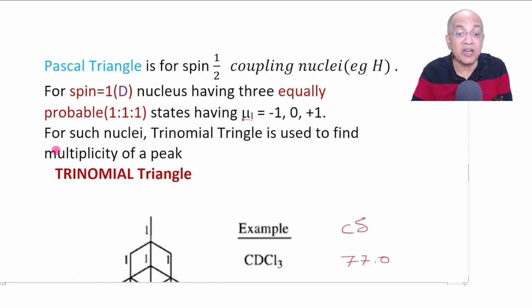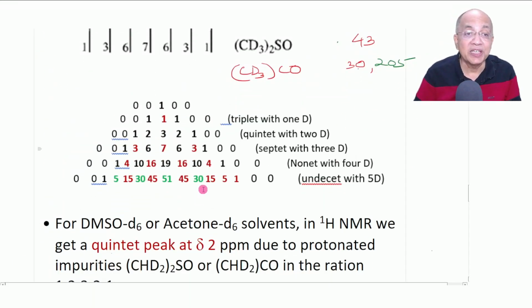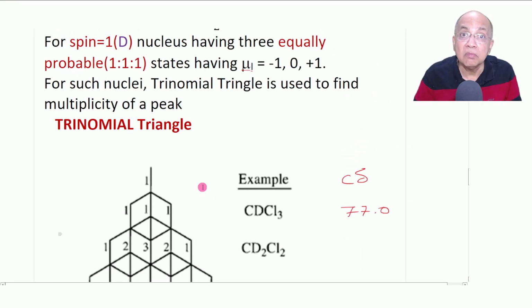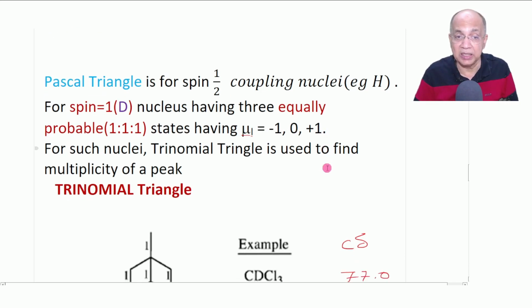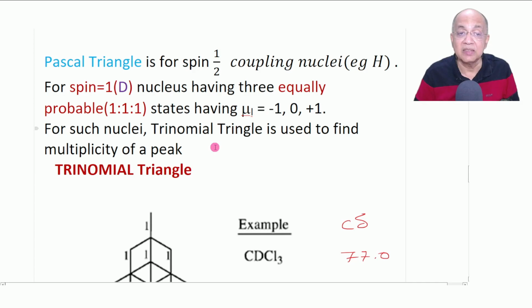So Pascal's triangle is not used. Here a different table is used, that is called the trinomial triangle. This is Pascal's triangle for spin half, but since deuterium has equally probable nuclear states, -1, 0, +1, then we have to use another triangle.